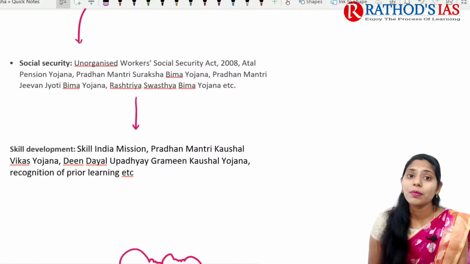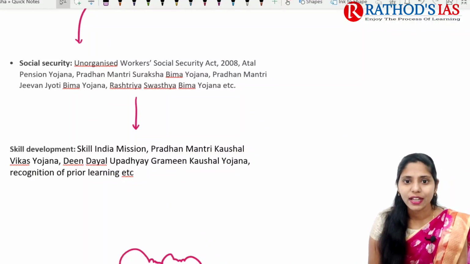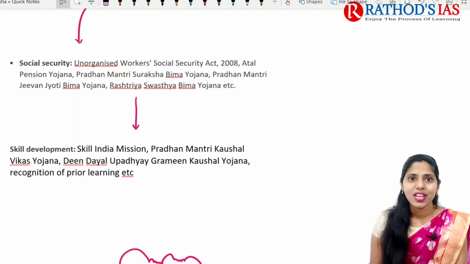And government also came with providing of social security for unorganized workers through the Unorganized Workers Social Security Act of 2008. And even government came with the Atal Pension Yojana, and also Pradhan Mantri Suraksha Bima Yojana, Pradhan Mantri Jeevan Jyoti Bima Yojana, Rashtriya Swasthya Bima Yojana, etc.